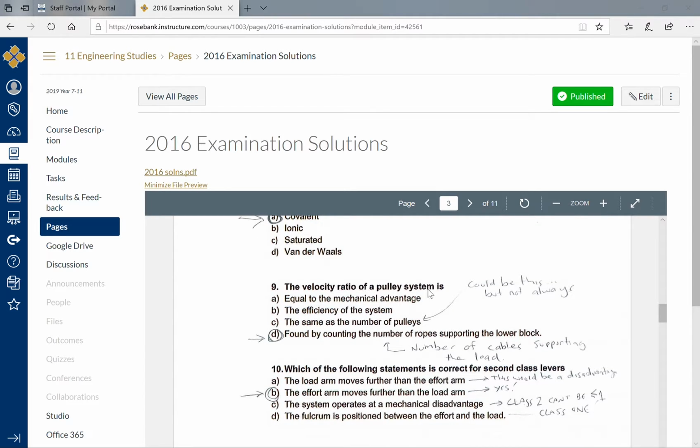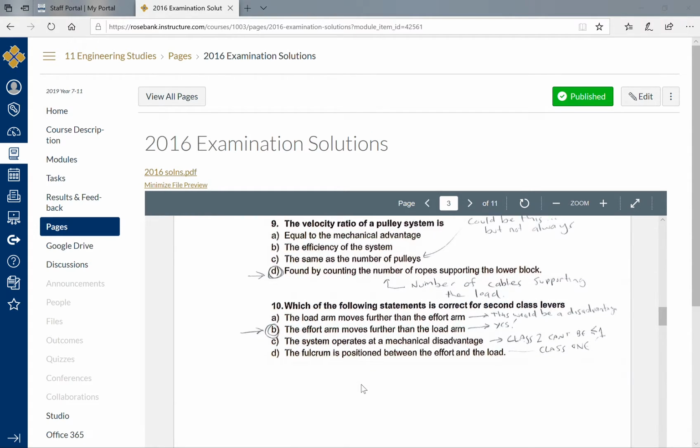The velocity ratio of a pulley system is, now for this one here, in the past I have told you that you can count the number of pulleys, and 9 times out of 10 you can either count the number of pulleys or the number of ropes, but sometimes you might have a pulley changing the direction that you're applying the force that doesn't actually offer a mechanical advantage, which is why you should always count the ropes between the fixed block of pulleys and the unfixed block, the swinging block of pulleys. If you count that number of ropes, you're always going to end up with that velocity ratio. So this is the most correct answer, found by counting the number of ropes supporting the lower block. And we'll look at that when we do the bigger question on that later in this paper.